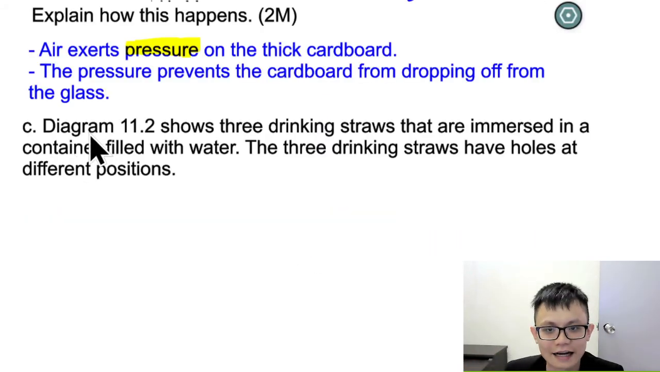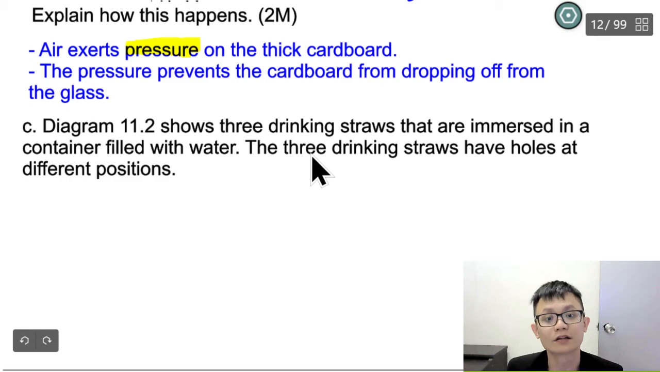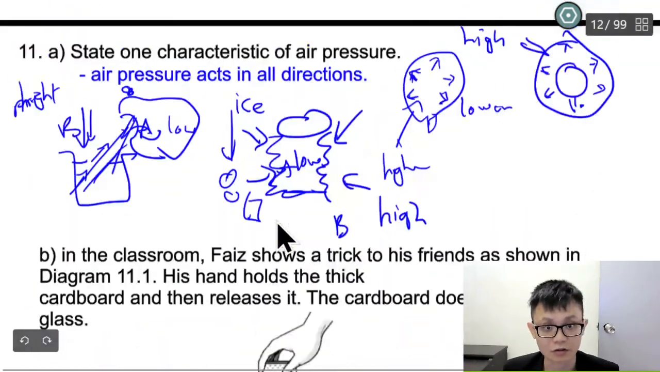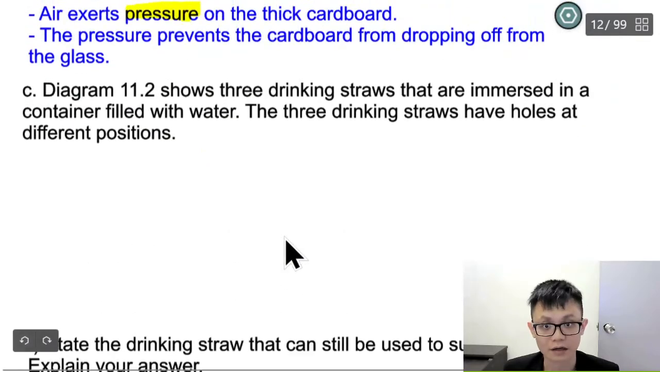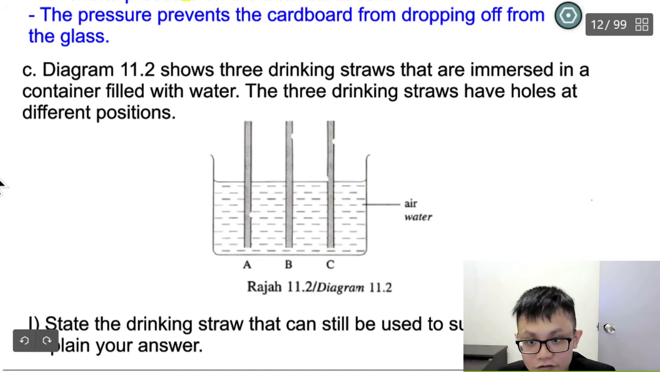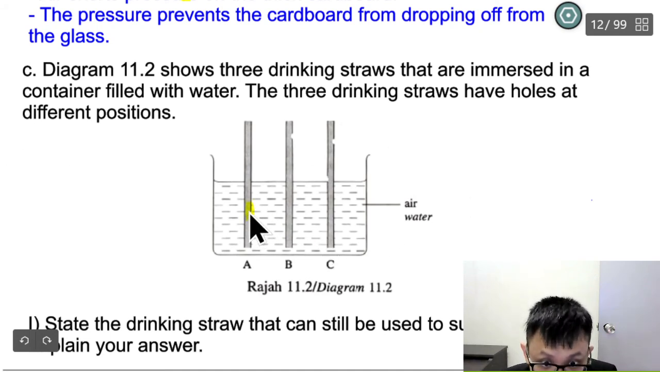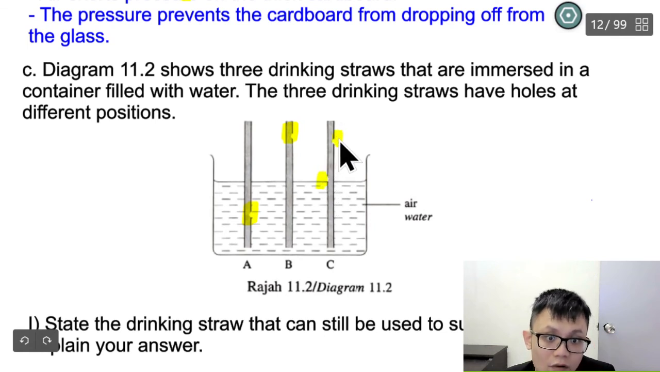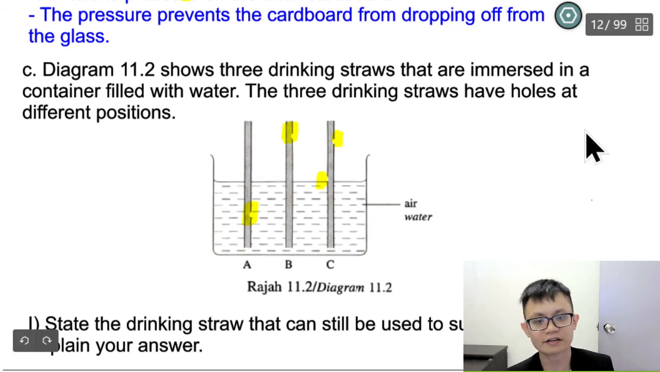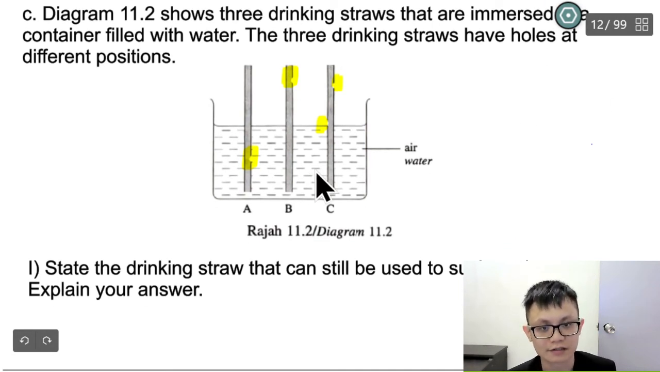Okay. C, diagram 11.2 shows 3 different drinking straws that are immersed in a container filled with water. The 3 drinking straws have holes at different positions. I haven't put the picture yet. Okay, so this is the picture. We can see the holes. I just drew the holes because I'm scared you cannot see. You can see the hole here or not? One hole here, one hole here. Here got 2 holes. Straw A has no hole, straw B has 1 hole and straw C has 2 holes.